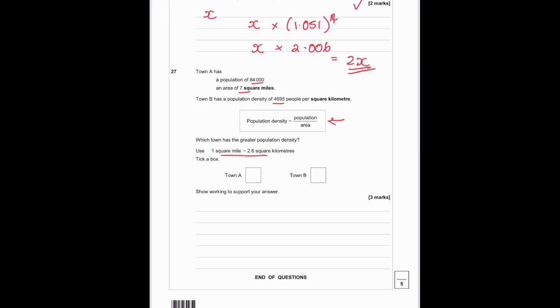So if we look at town A, we know that that's going to be 7 times 2.6 square kilometres, which gives us 18.2 square kilometres. Now, if we look at town A, population density, using the formula, the population is 84,000 divided by 18.2, that gives us 4,615 people per square kilometre. So town B must have a greater population. So the greater population is B.